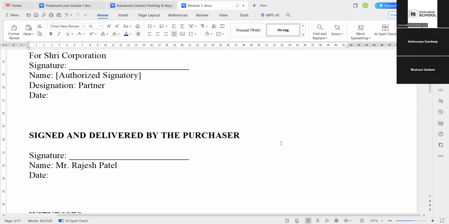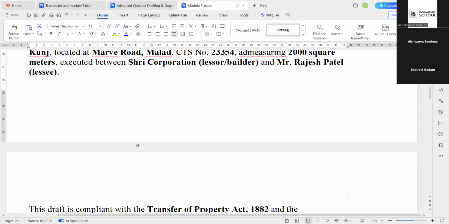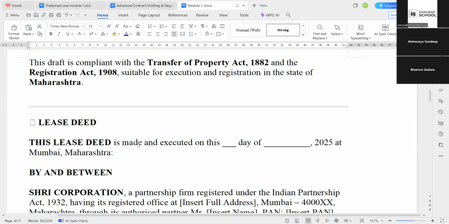Okay, you will have the signatures of both the parties. You will have the relevant documents, that is, PAN card of both the parties will be required. You may also require the Aadhaar card, 3 photographs. These are all basic things.